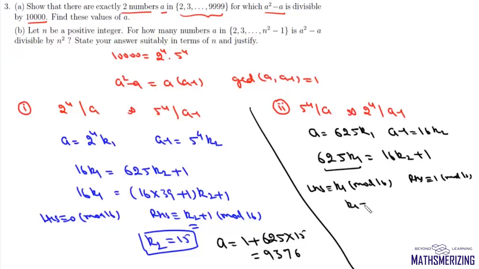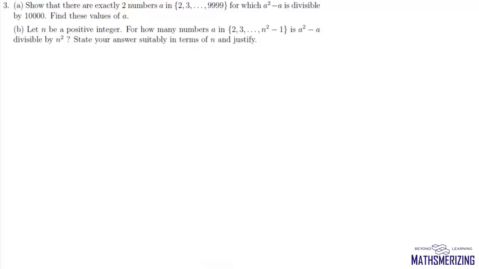That means the value of k1 should be 1. And if we put k1 as 1, the value of a will be 625. So there are two possible values of a. One of them is 9376 and the other one is 625. And the second part says, let n be a positive integer.